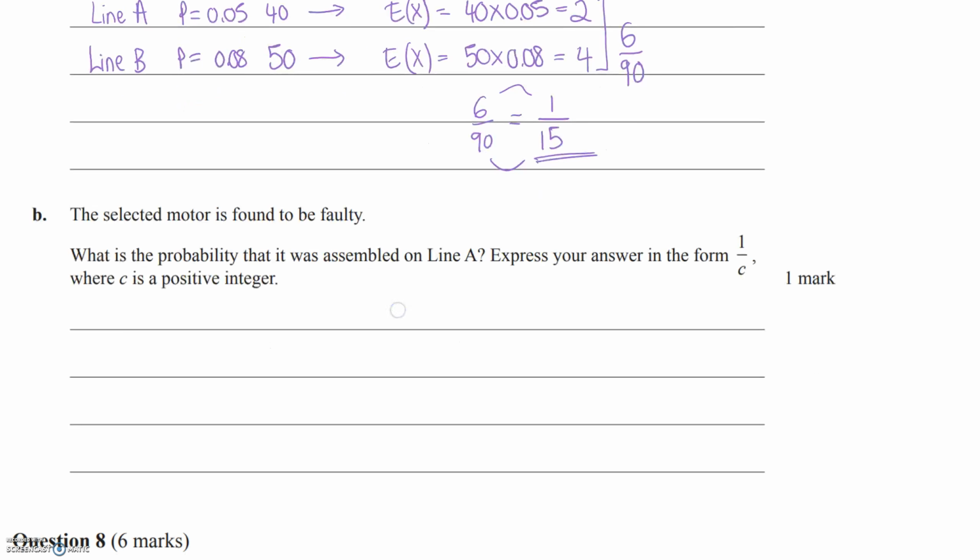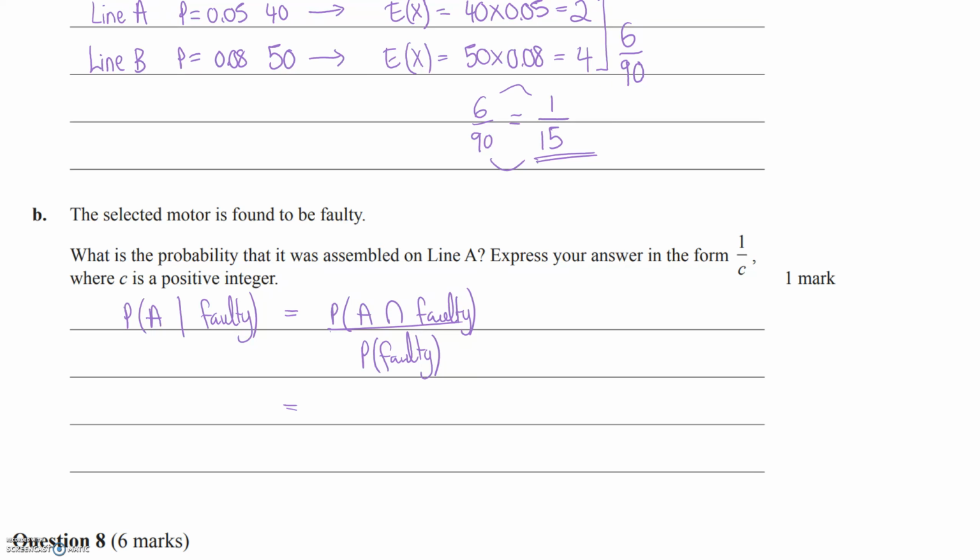Now it says the selected motor is found to be faulty. What is the probability that it was assembled on line A? Well, this is what's the probability that it's come from line A, given that it's faulty. Well, this is just equal to the probability that it's A intersection with being faulty divided by the probability that it's faulty. Now, the probability that it's faulty we already had. We already figured that out before.